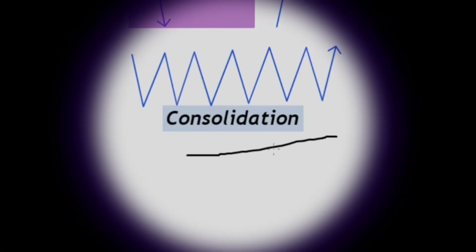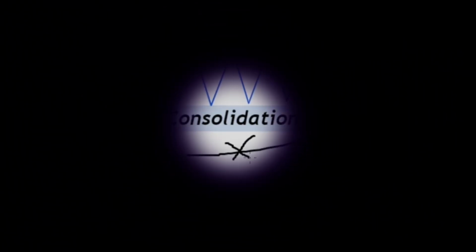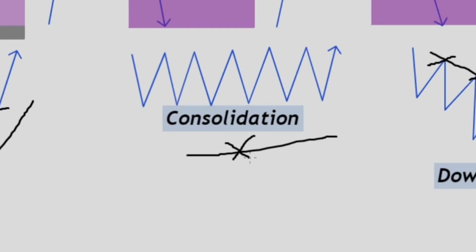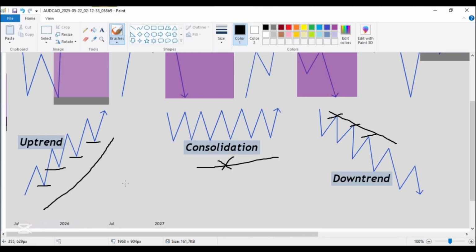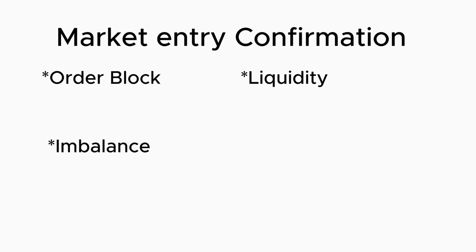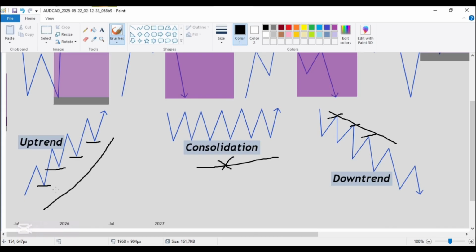So how about the consolidation? We don't take trades in consolidations unless you're a pro trader. But if you are like me, we don't take trades on consolidation. So, how do you take your entries? I'm still going to teach you guys. We have order blocks, liquidity, imbalance, and change of character. This is what you're going to learn throughout. Right now, I'm showing you market direction. So in here now, we have uptrend, consolidation, and downtrend. Please don't forget those because you're going to make a mistake if you forget this one.